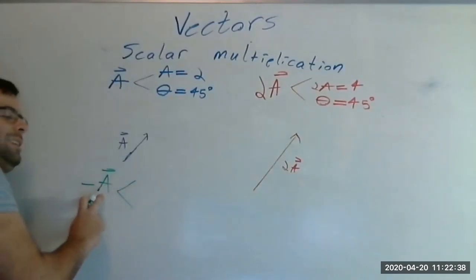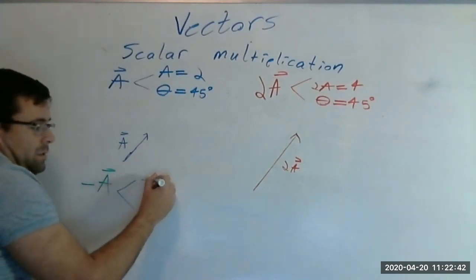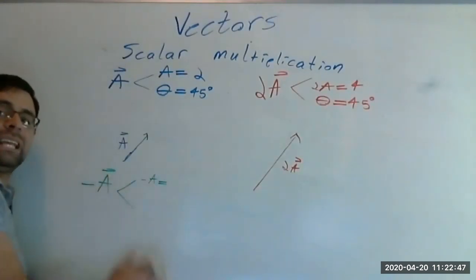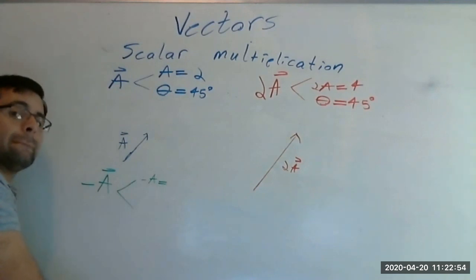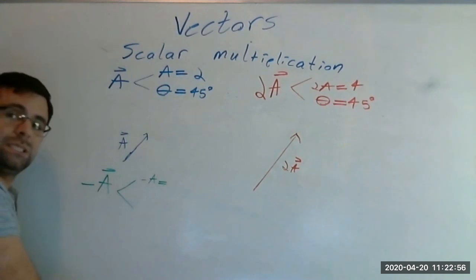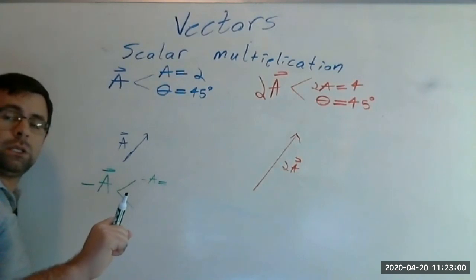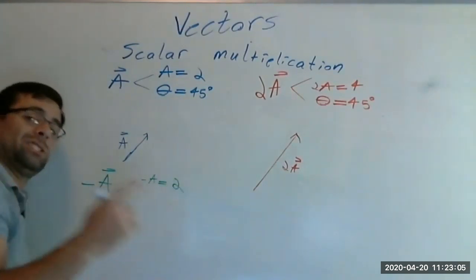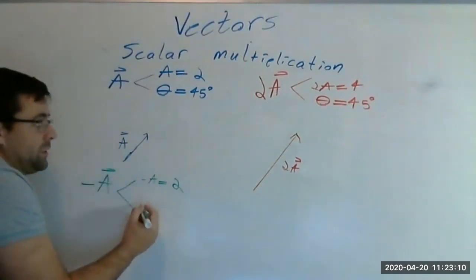So -A, what is the magnitude of -A? -2. No, because the magnitude can never be negative, ever. It's 2. It's still just as long, but what changes is, like you said, it flips to the opposite direction.